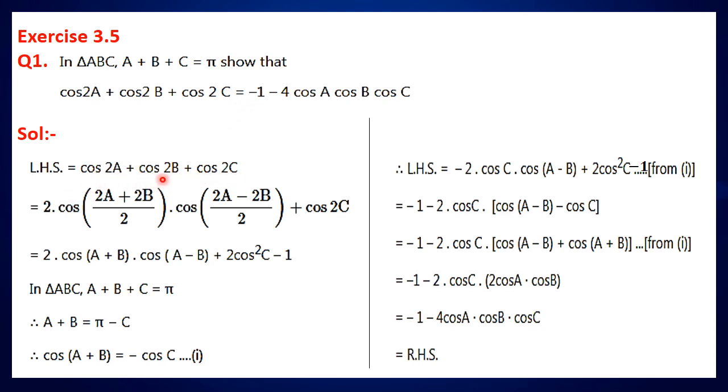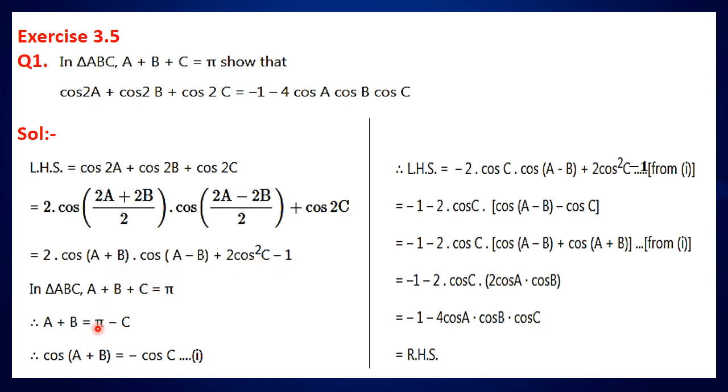The first two terms are of the form cos C + cos D. So apply the sum-to-product formula, that is 2 cos((C+D)/2) cos((C-D)/2), where C is 2A and D is 2B, and the last term as it is. Now 2 is common in these two terms, so it is cancelled. So 2 cos(A+B) cos(A-B) + cos 2θ, which can be written as 2cos²θ - 1.